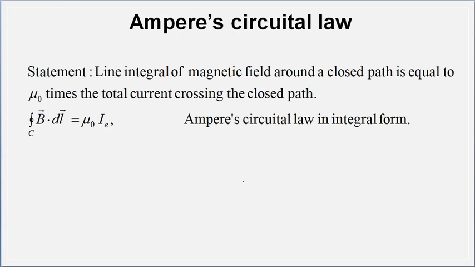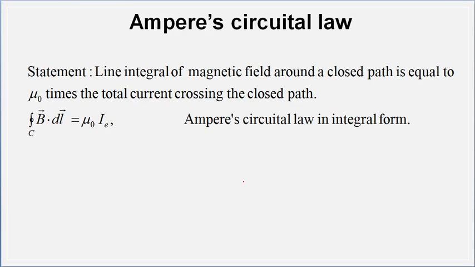Now, let us recall what you have done in electromagnetic theory 1 in the first term, in electrostatics. In electrostatics, what was there is the electric field. In magnetism, we have a magnetic field. Then in electrostatics, we had started with Coulomb's law. Coulomb's law was giving the expression for the force, and from the force one could find the expression for the electric field.